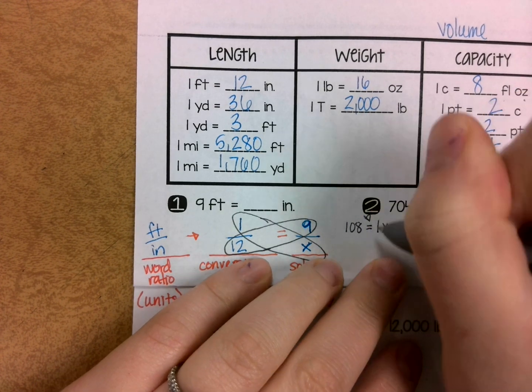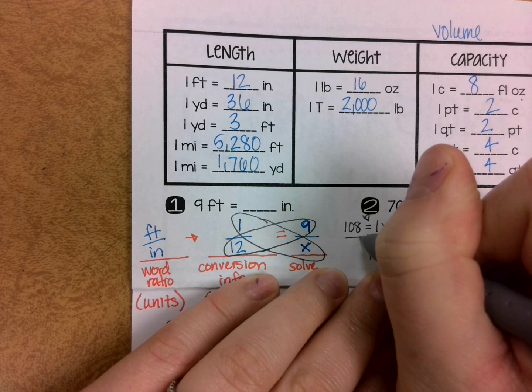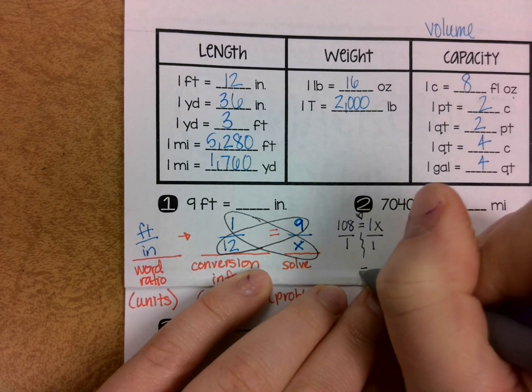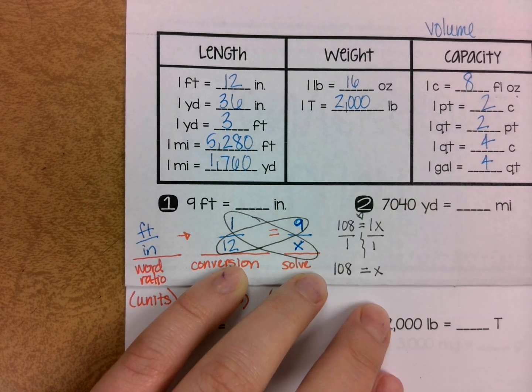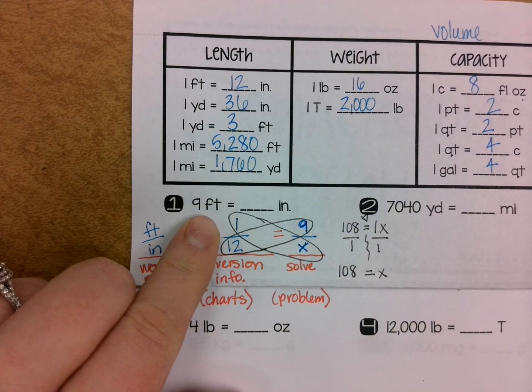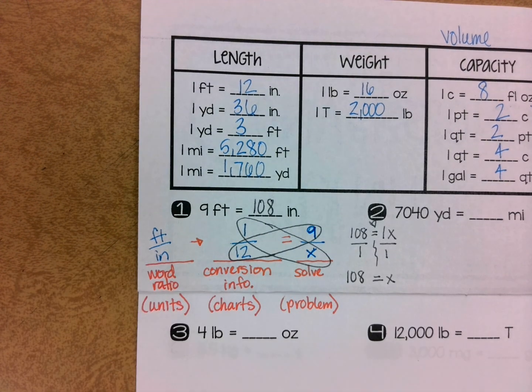I draw my river of love, divide both sides by 1, and I see that x is going to equal 108. So 9 feet then is going to be 108 inches.